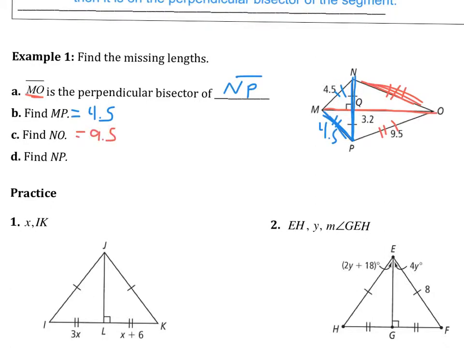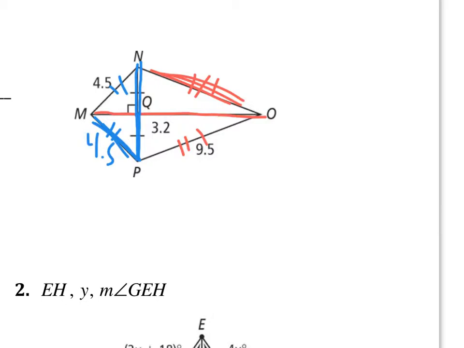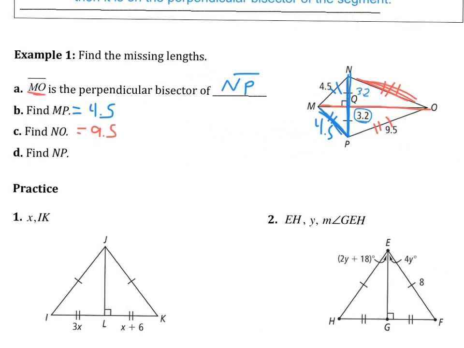And what about NP? How do we find NP? Well, we actually have 3.2 right there. I was going to have to go into the Pythagorean theorem, but it turns out we can just double that. So 6.4, is that right? Because it goes all the way across.